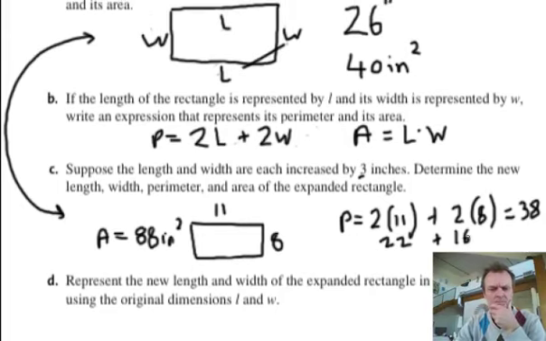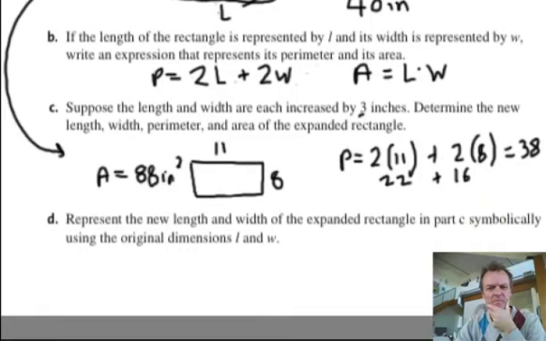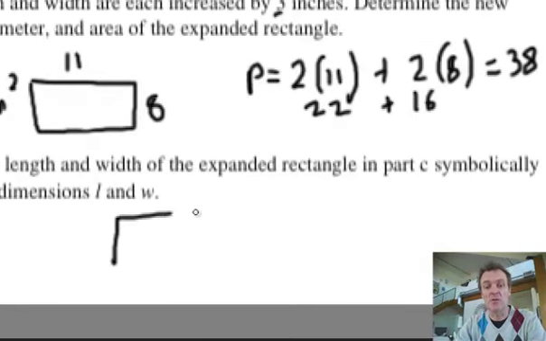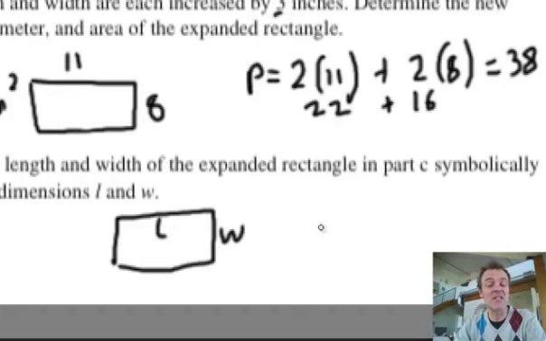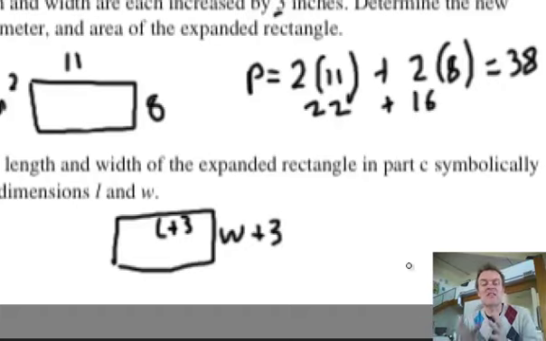So, I'm just going to drop this down a little bit. Remember, the original was L and W. We originally had a length of L and a width of W. If I add 3 to these, all I can say is plus 3, plus 3. That's all I can do. So, that's what it is now.